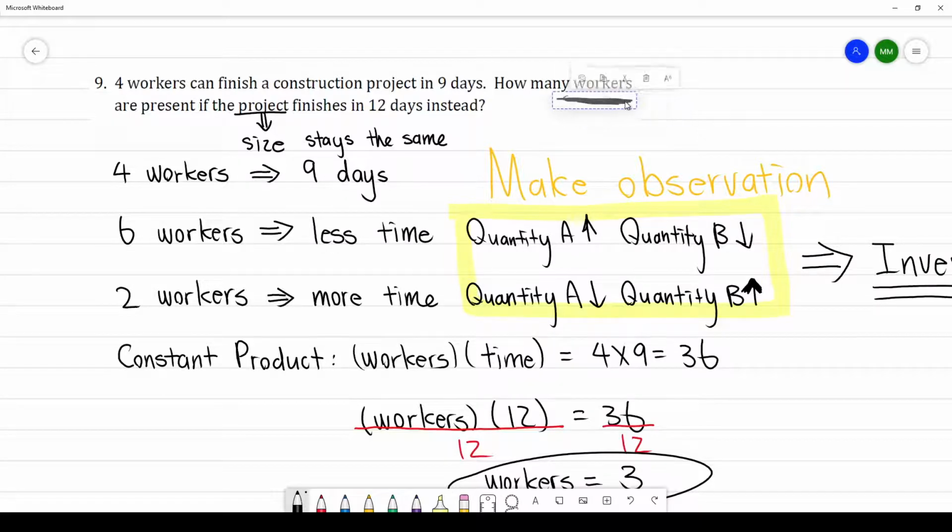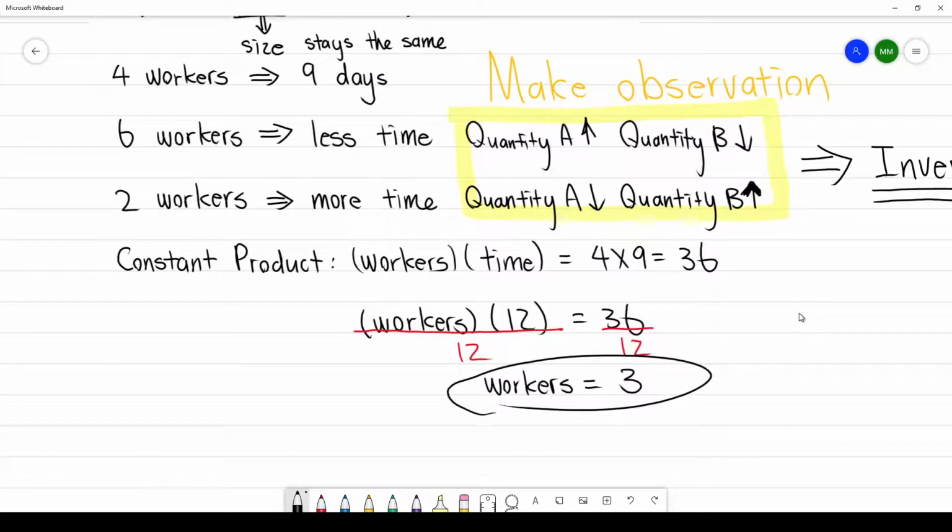So yes, that makes sense, because the project finishes in 12 days instead. That is more than 9 days. So that is the answer. 3 workers.